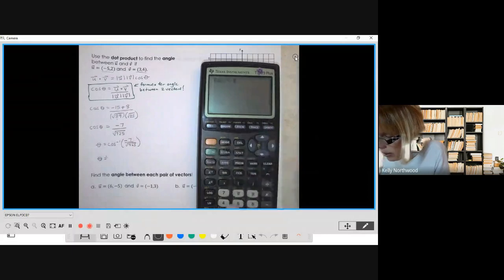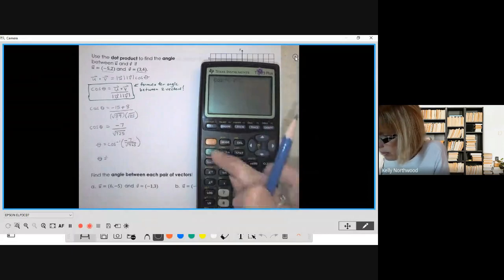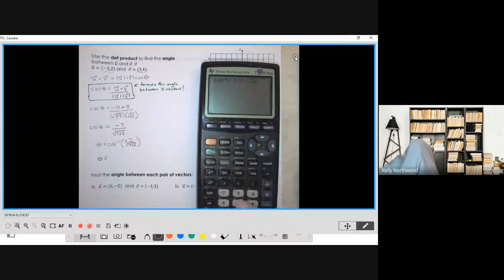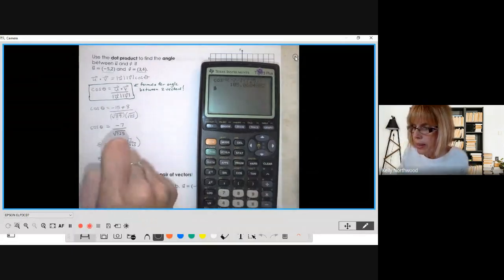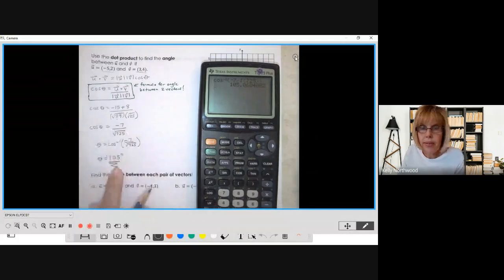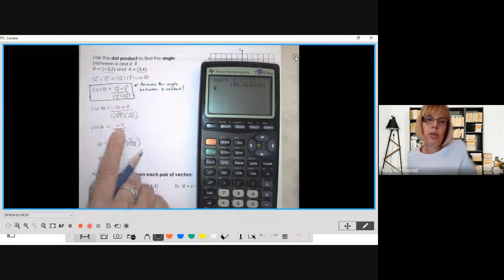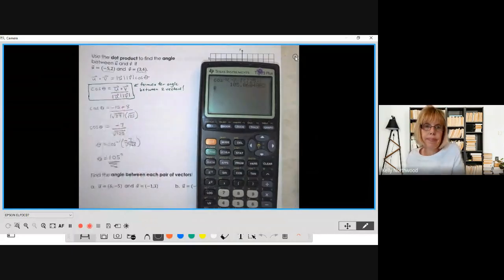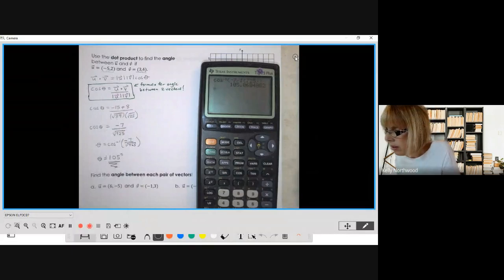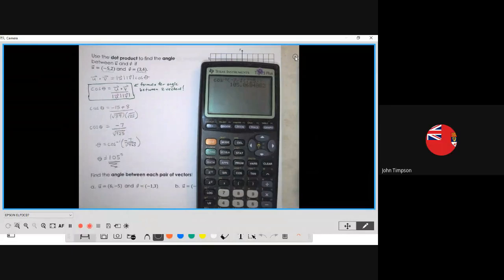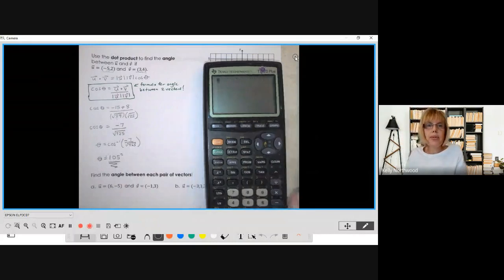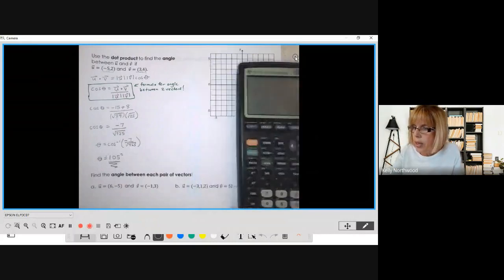And if you enter that calculation correctly, you should get approximately 105 degrees. And it makes sense to get an obtuse angle because our dot product was negative 7. U dot v ended up being negative, which we know leads us to an obtuse angle between the vectors. Did anyone else get 105? Yep, okay, good.